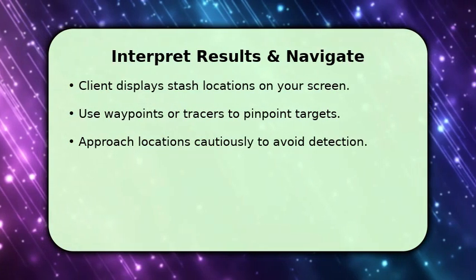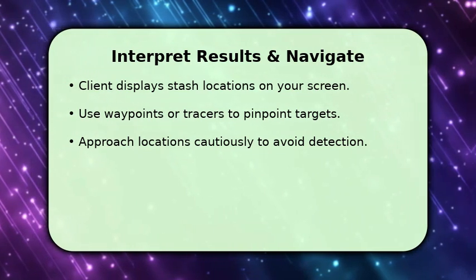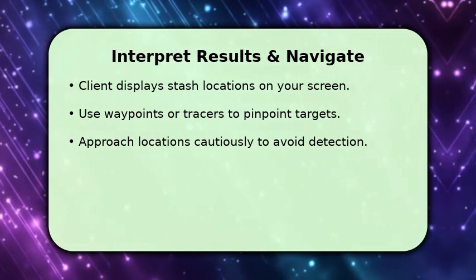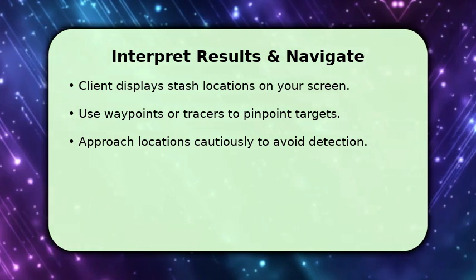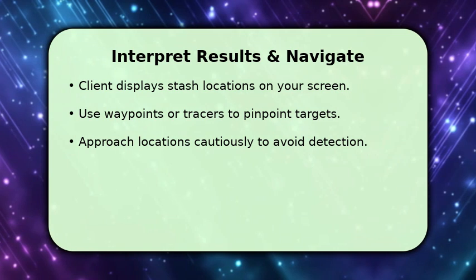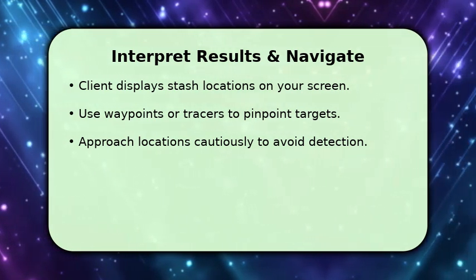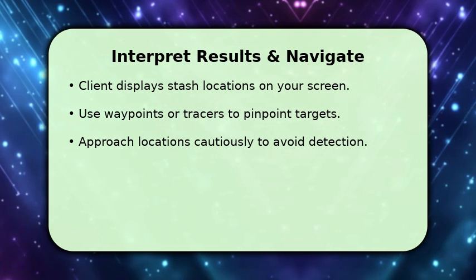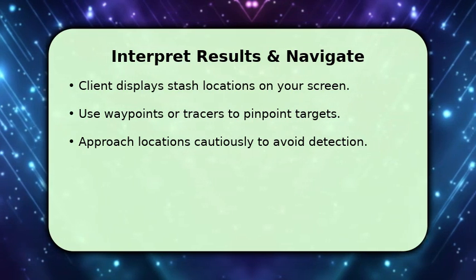Once configured, Meteor client will begin displaying potential stash locations directly on your screen. These often appear as glowing outlines or waypoints. Utilize the client's navigation features, like tracers or pathfinding, to efficiently move towards these marked spots. Remember to approach each location with caution. Other players might be nearby, so stay vigilant and be prepared for any encounters.